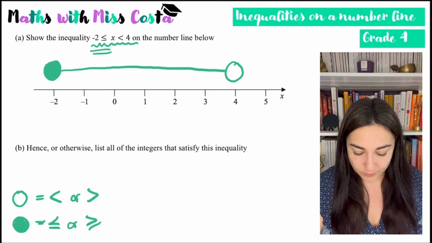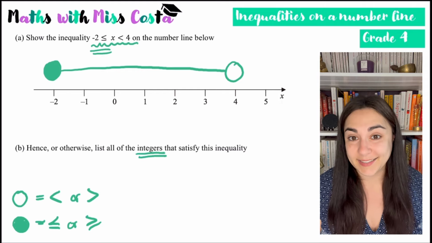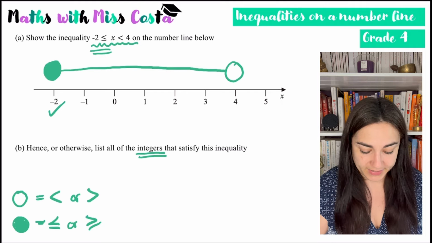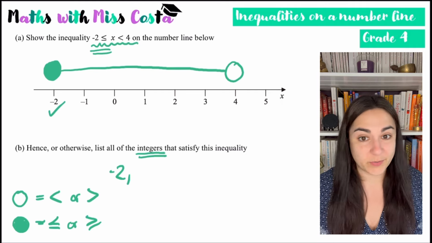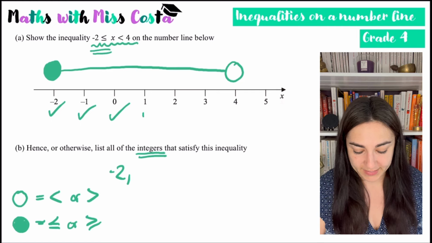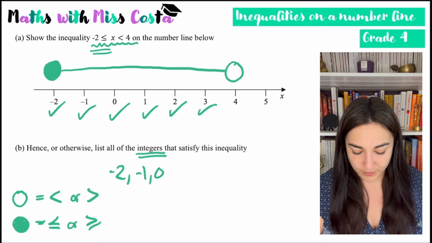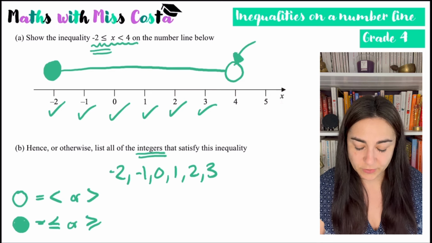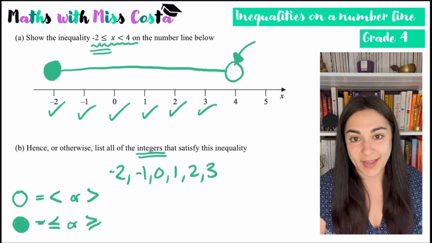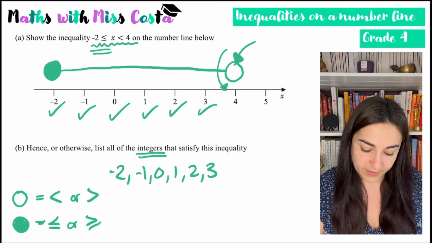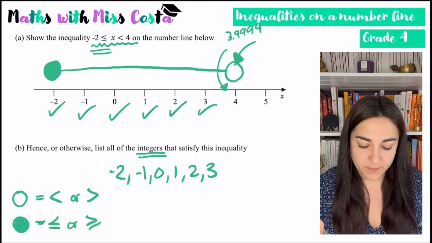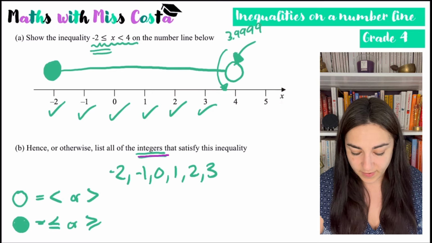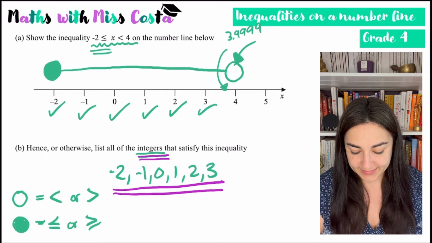Now it's saying list all of the integers, so that's just whole numbers, that satisfy this inequality. Well, it's super nice because the number line literally shows it for me. So I know that -2 could be a number. Anything in between them is always going to be a value. So -1, 0, 1, 2, 3. And then because this number is not coloured in, it's not shaded in, it means the inequality cannot actually be 4. It can be 3.999, but it cannot be 4. So therefore, because I'm only dealing with integers, then these are the only values that satisfy this inequality.